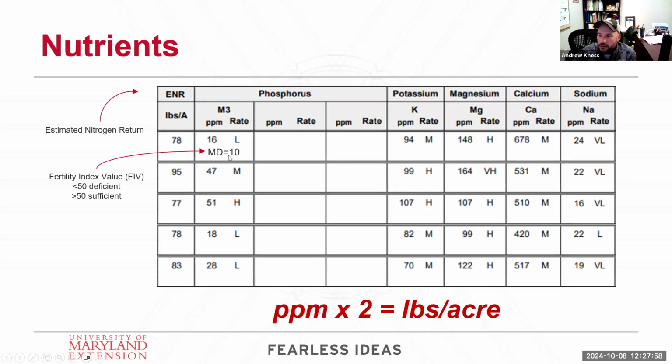So all that's doing is giving you a relative snapshot you can quickly look at and compare your nutrients across the board. Because, for example, 16 parts per million for phosphorus might be low, but 16 parts per million of sodium, for example, is very high, or very low, I'm sorry. So it's just a way to compare nutrients across the board. And we use FIV levels for calculating Maryland nutrient management plans as well.